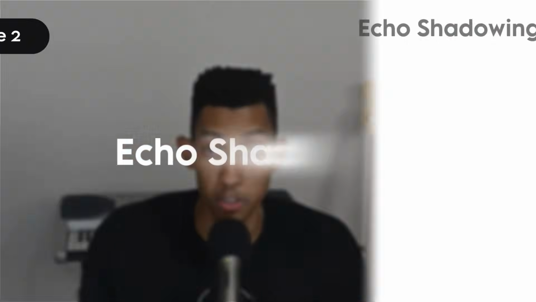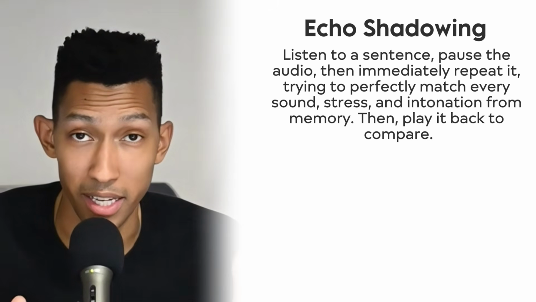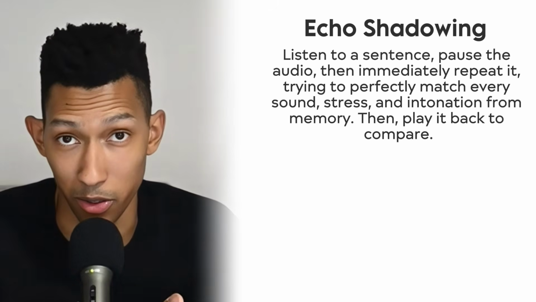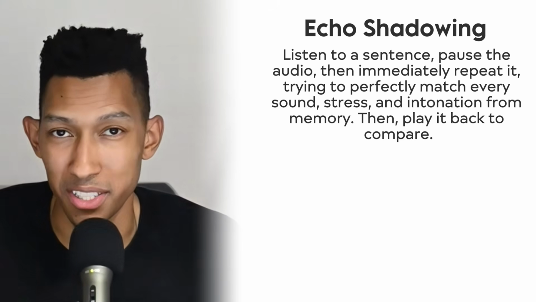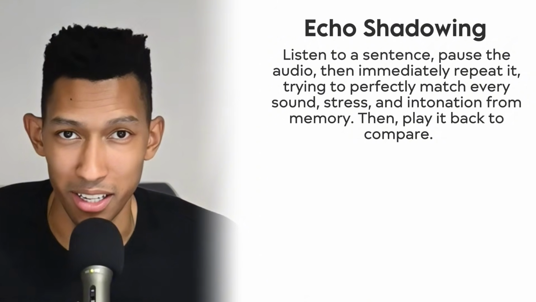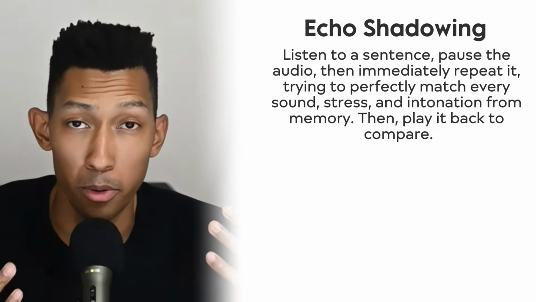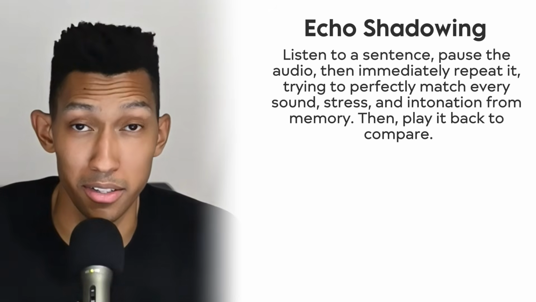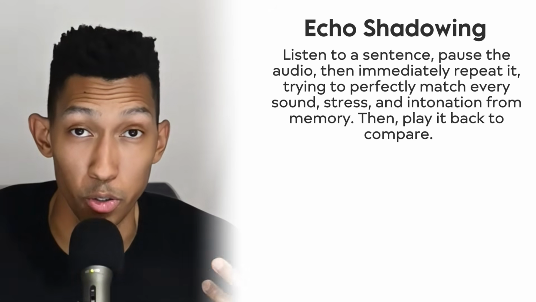And this leads to the second detail or second technique of shadowing, which is echo shadowing. So, to put it simply, on the content you're using, listen to a sentence, pause the audio, and then try to repeat the sentence with all of the same intonation and all of the same rhythm and all of the same flow of how the person communicated the sentence. And then play it back again and compare it to how you said it.